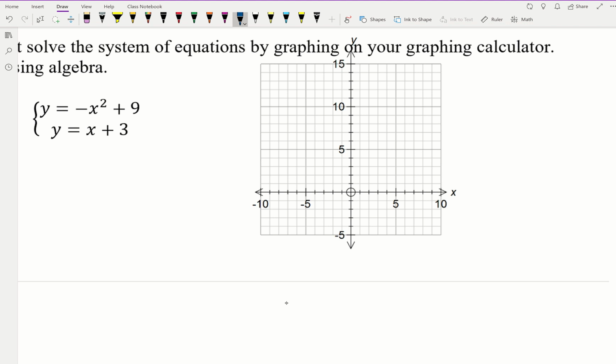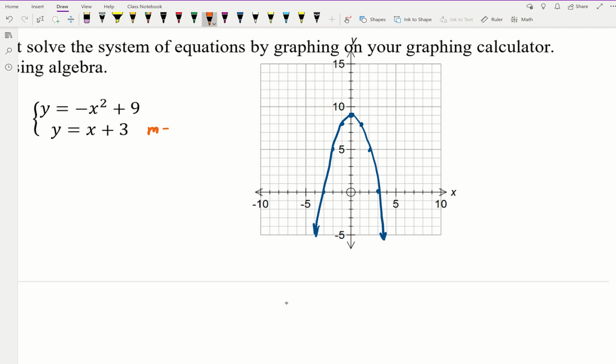So I can go from (0, 0), go up 9, and put a point. Because it's reflected, I go over 1, down 1 in both directions, over 2, down 4 in both directions, over 3, down 9 in both directions. I can graph this parabola without using a graphing calculator. Now, y equals x plus 3 is a line. It has a slope of 1.